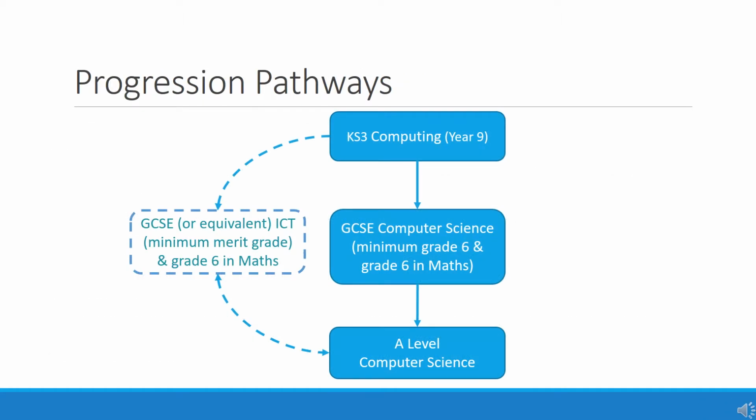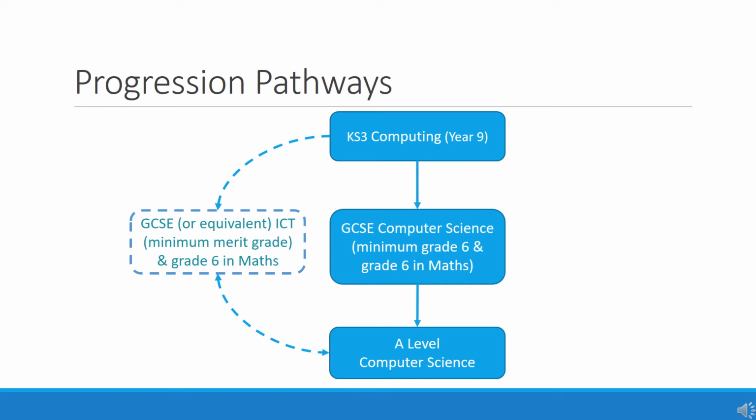The main route that most computer science students will take into A-Level Computer Science is from Key Stage 3 computing in Year 9. They will then go on and study GCSE Computer Science in Years 10 and 11 and then opt for A-Level Computer Science in the sixth form. What you'll notice is we are generally saying that students should have achieved a minimum of a grade 6 in computer science and a grade 6 in maths at GCSE in order to be able to access all of the content of the A-Level Computer Science.